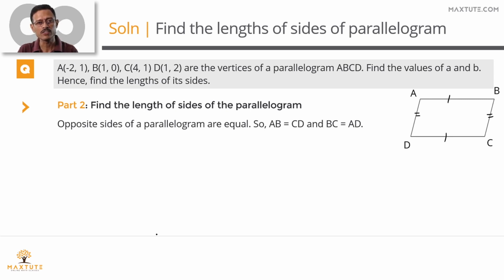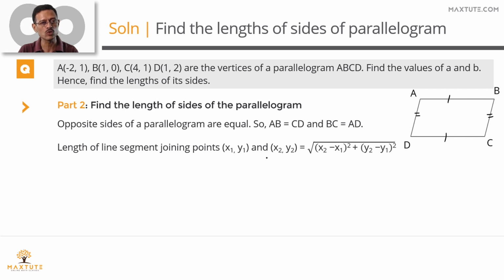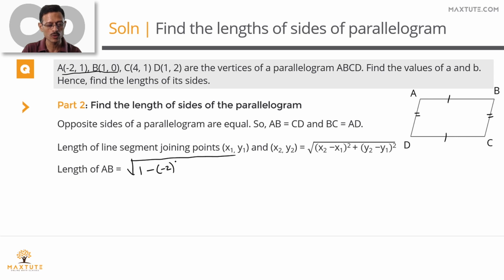Length of a line segment joined by 2 points (x1, y1), (x2, y2) is given by the formula under root of (x2 minus x1) the whole square plus (y2 minus y1) the whole square. Length of line segment AB therefore will be, these are our coordinates. Let's take the coordinates of B as (x2, y2) and that of A as (x1, y1). So length of AB is equal to (x2 minus x1), which is (1 minus of minus 2) whole square.